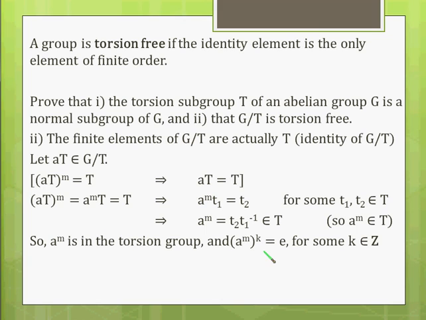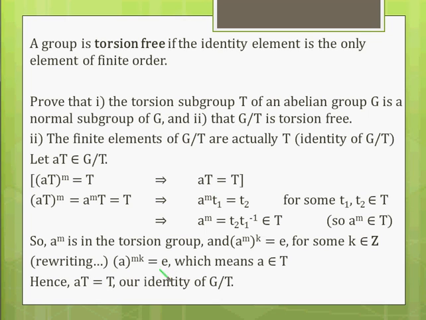So if we rearrange it a little bit, we can show that a to the mk equals e. Just rewrite the powers there. So then we know that a is in our torsion group. But if a is in our torsion group T, then AT equals T, since both of these are in T. So we've shown that if there's an element in our subgroup that's a finite order, that actually it equals our identity.